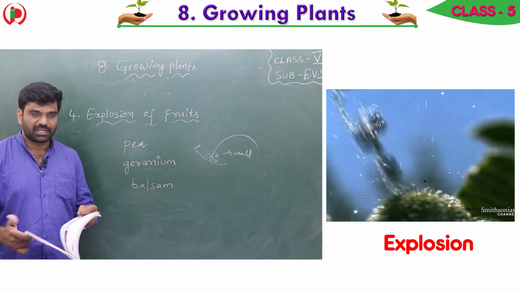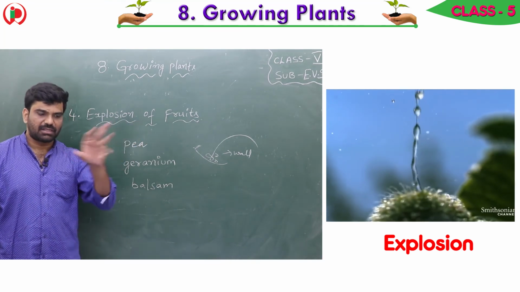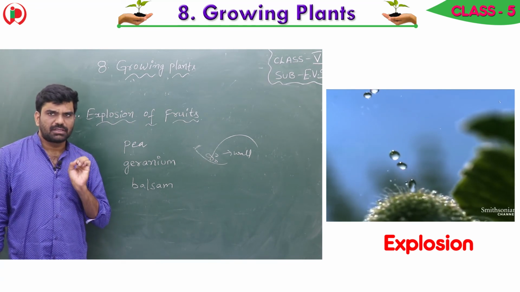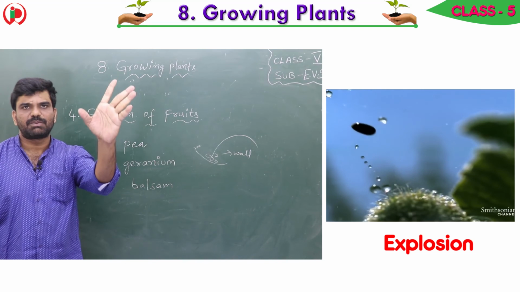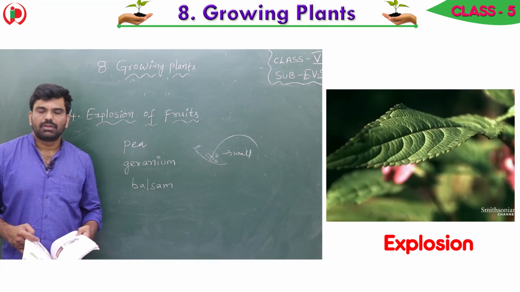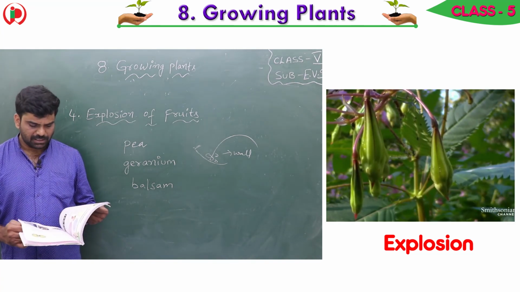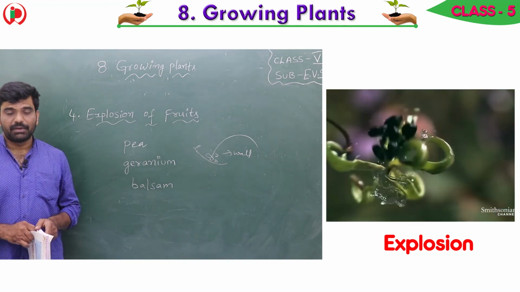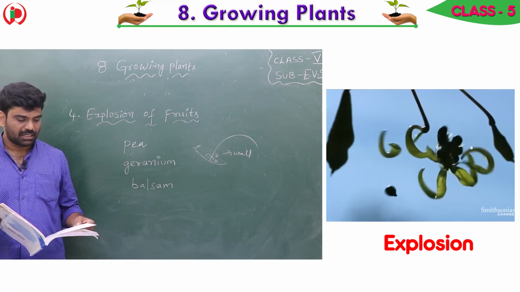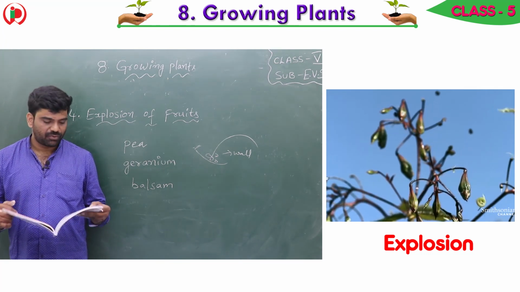The force of explosion helps the seeds to scatter away. When the fruit wall opens, due to this force, the seeds get dispersed or thrown away. So this is how the seeds get dispersed by four ways. One is by wind; wind carries the seeds from one place to another. The second one by water. Third one by animals. And fourth one by explosion of fruits.